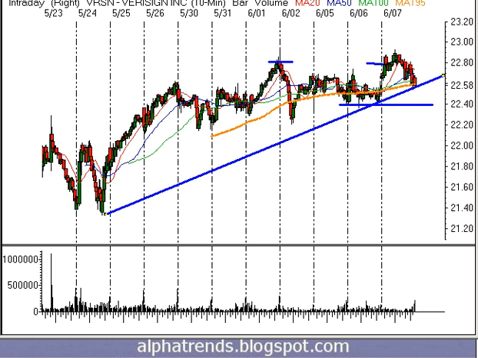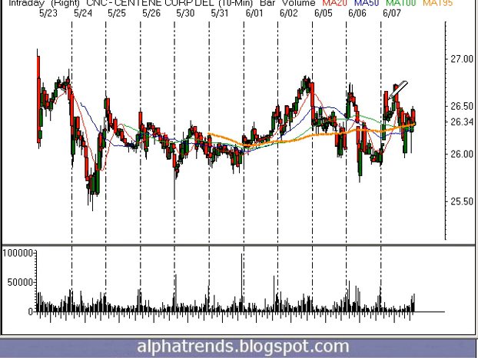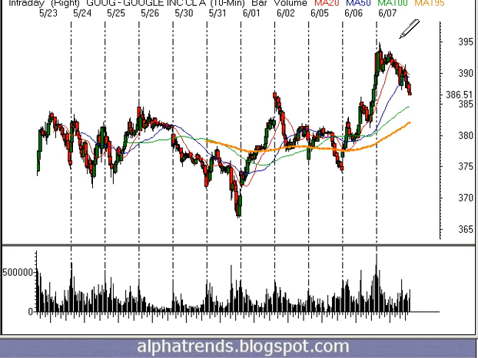CNC, kind of a real choppy stock in here. I'd suggested maybe a stop above 26.20 or 26.40, so you should have been stopped out of that one if you were in it. And Google, our good friend here, which has shown a couple days of strength.